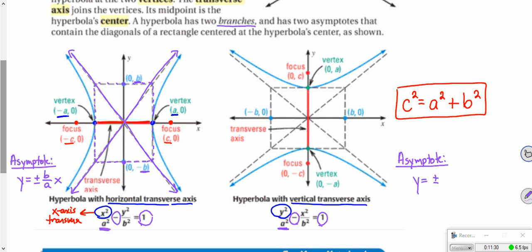In this case, with a vertical transverse axis, your a is running along your y-axis. So this is a over b x, because again, they're all going through the origin of 0, so we don't have to worry about having a y-intercept. So those are your asymptotes, and that's how we know how fat or skinny the two branches of the hyperbola are. We have to follow the asymptote.